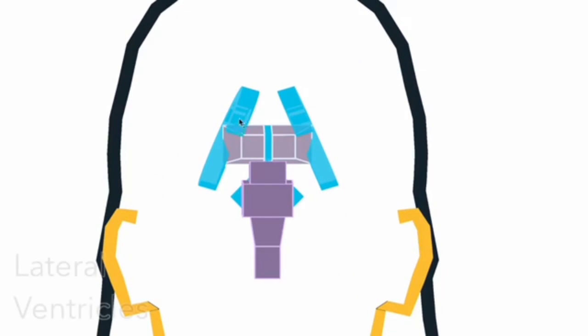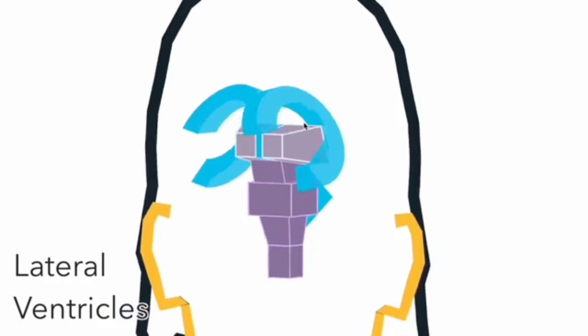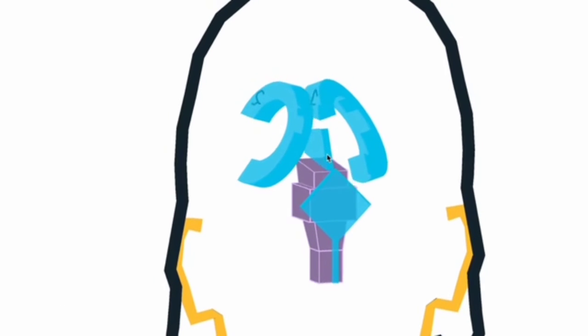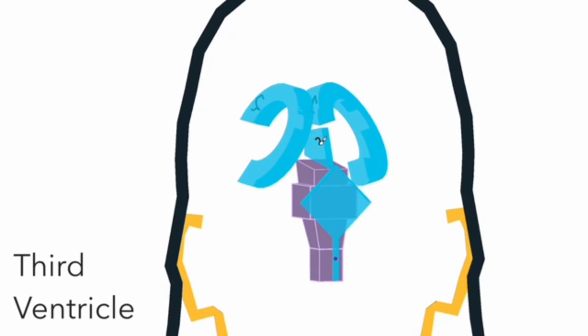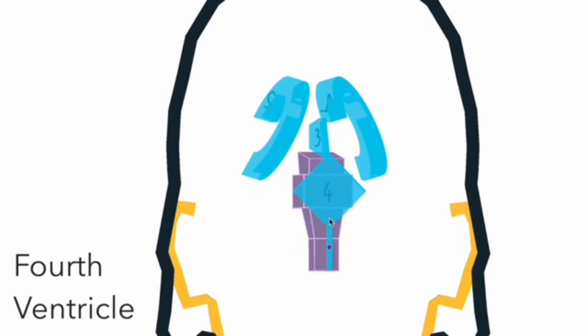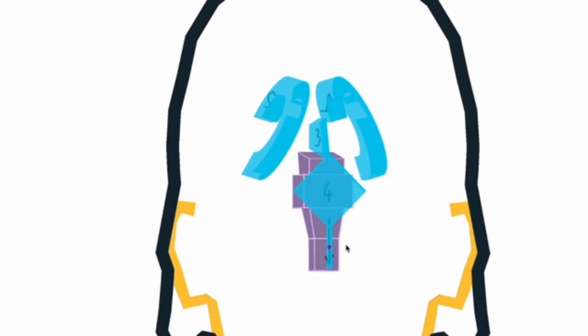We have the lateral ventricles here, aka ventricle 1 and 2. Then this one between either side of the thalamus is called the third ventricle. This one between the pons and the cerebellum is the fourth ventricle. They're all connected by little channels and to the space surrounding the spinal cord as well.